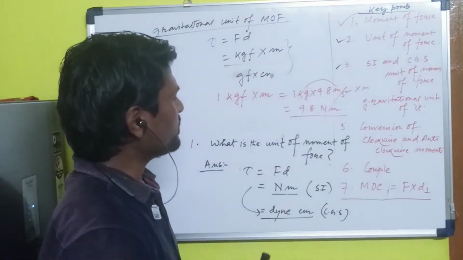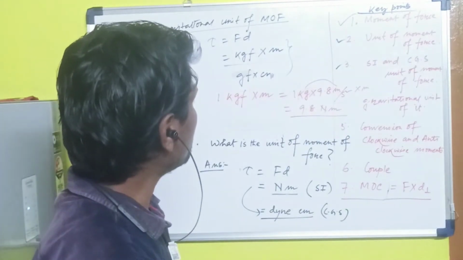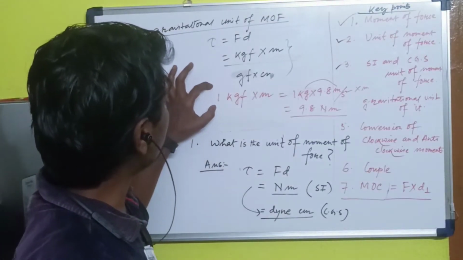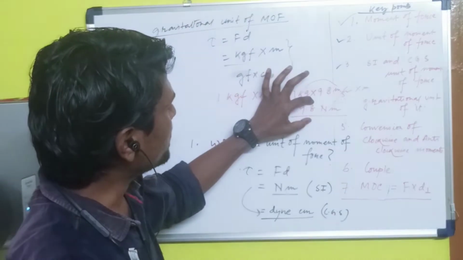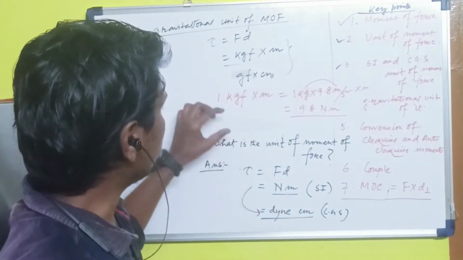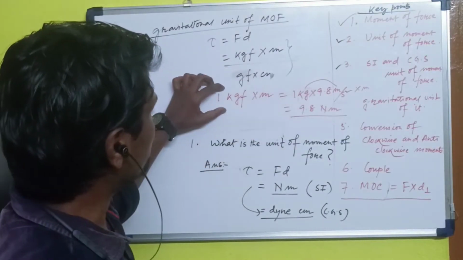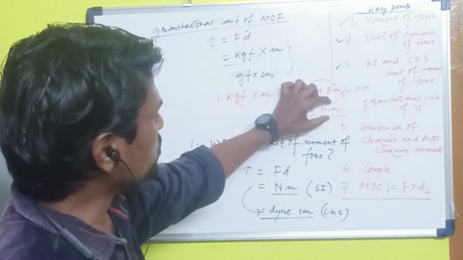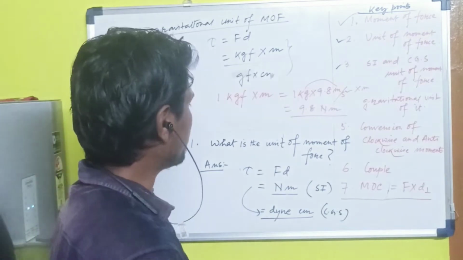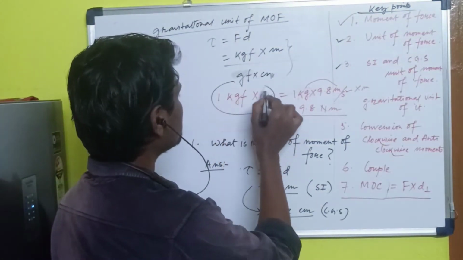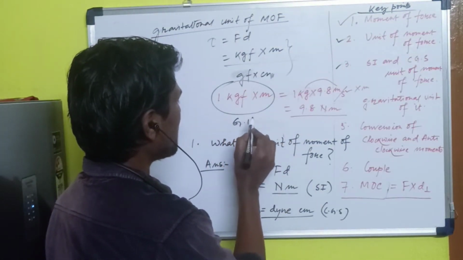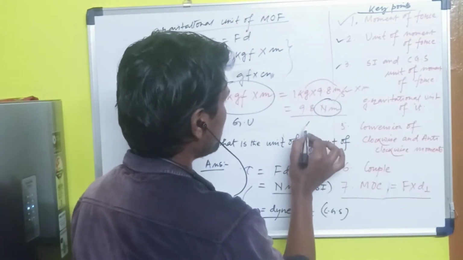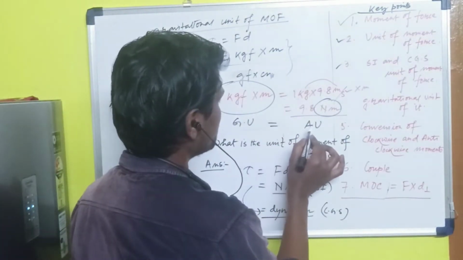So when we transfer a particular unit of moments from the gravitational unit to a particular SI or absolute unit, then this is the relationship. 1 kg force into meter is the gravitational unit, and this is the absolute unit. So this is the relation connecting the gravitational unit and the absolute unit.